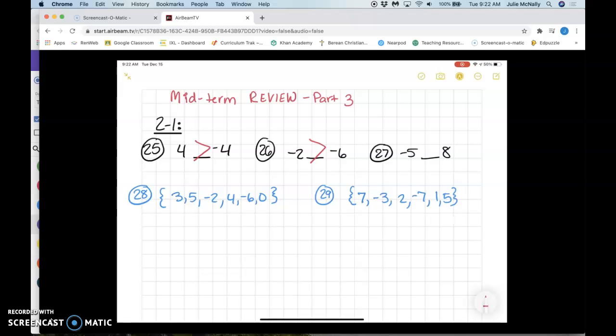Number 27, which one is bigger? 8. 8. Good. Whoa, that was a big greater than sign.